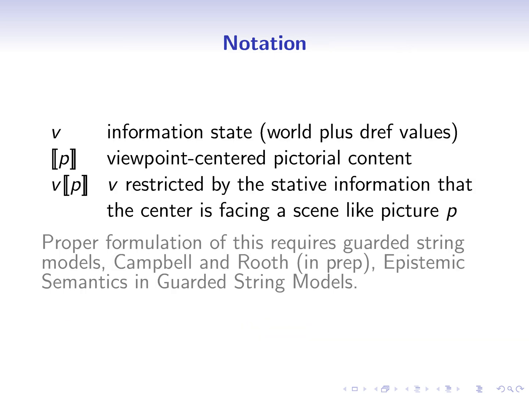This is some notation we're going to use in the formalization. V is an information state. It's a world plus discourse referent values, crucially a value for the center. P is a picture, and P in semantic value brackets is a viewpoint-centered pictorial content. And V, world V incremented by the content of P, is V restricted by the state of information that the center is facing a scene like picture P. Proper formulation of this requires using guarded string models rather than simple event sequence models, and that's developed in the paper Campbell and Rooth, Epistemic Semantics in Guarded String Models.